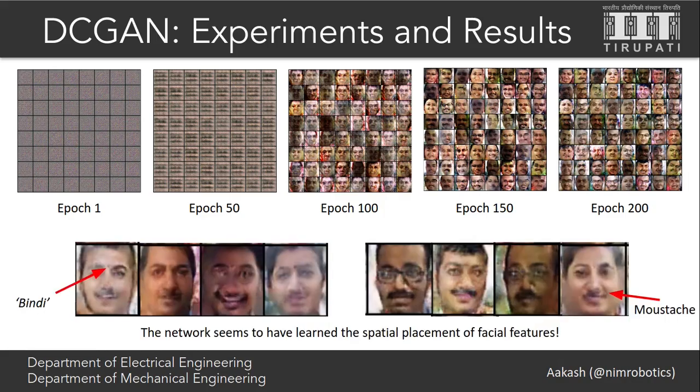Two more interesting things that can be noted here is that the DCGAN network tries to learn some special features and their placements. For example, here I show two of them. One is the bindi, that you can see here in all those four images. The network has learned to place it correctly. And the second is the mustache. Here you can see a female face but with a mustache. So the network has learned where to place the features correctly. So this is a good thing.